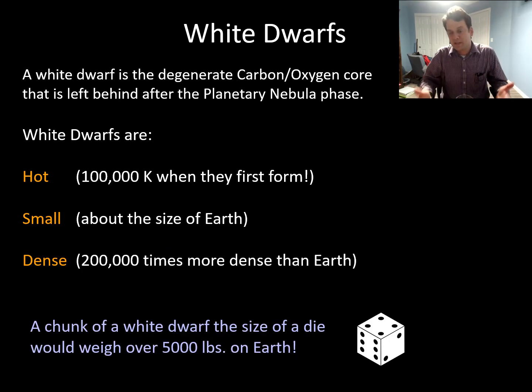And so if you do the math a little bit more precisely, you find out that it's about 200,000 times more dense than the Earth. So if you compare the density of a white dwarf to the density of Earth, just to put that in perspective, a standard dice-sized piece of white dwarf matter would weigh over 5,000 pounds on the surface of the Earth. So you wouldn't be able to hold it.